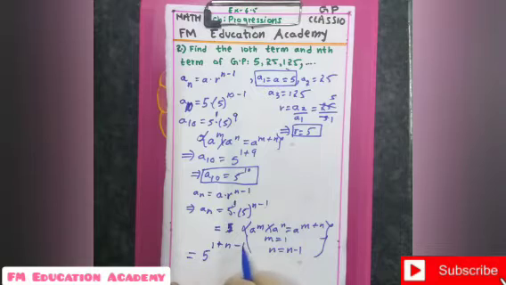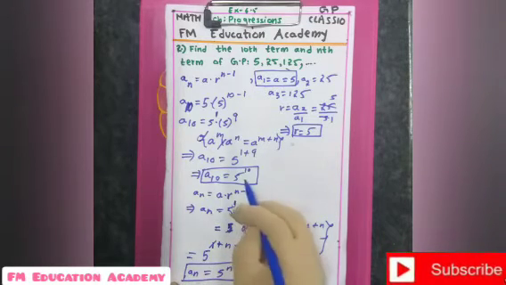So n minus 1. Now here I have plus 1. No sign means it is plus. So plus 1 and minus 1 will cancel, and the answer is 5 power n. So the nth term I got is 5 power n, and the 10th term I got is 5 power 10.